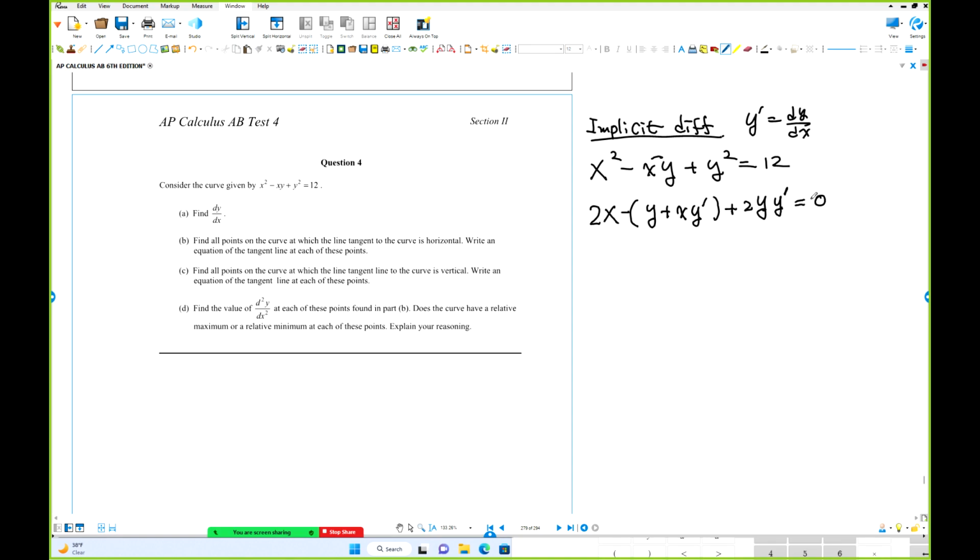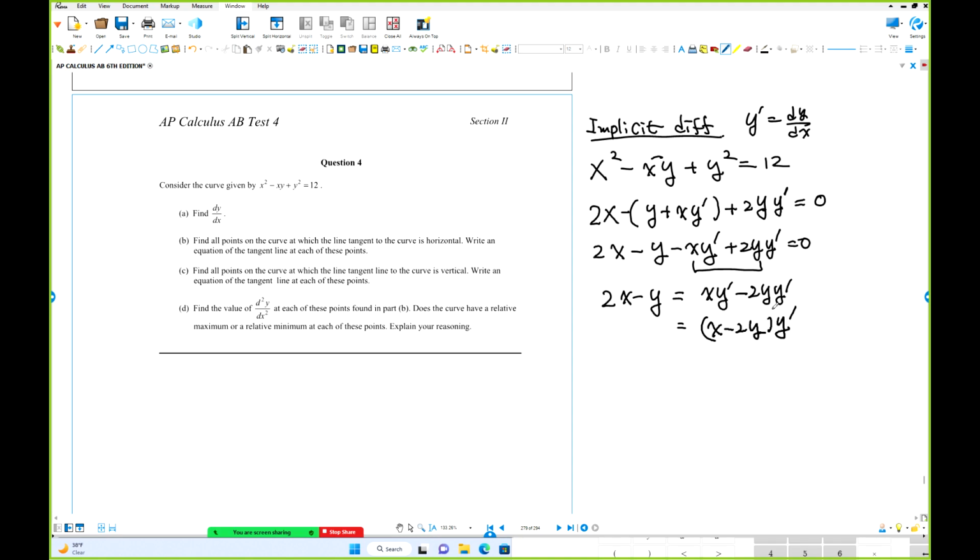Alright, now dy/dx, where is it? Open this one: 2x minus y minus xy prime plus 2y y prime equals 0. I'm going to move this to the right. 2x minus y stays on the left. Minus xy prime becomes positive xy prime, minus 2y y prime. Moving to the other side changes the sign. y prime is common, so (x minus 2y) times y prime equals 2x minus y. y prime is dy/dx, so dy/dx equals negative (2x minus y) over (x minus 2y). That is dy/dx.